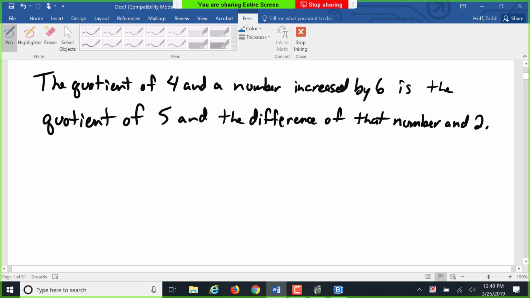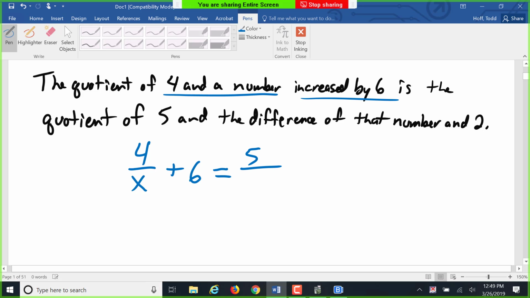Very subtle difference here. Can anybody tell me what's changed here? What's going to be different in this equation? Is it going to be x minus 2 down below now? There, it's going to be 5 over x minus 2, exactly. Quotient of 4 and a number is still 4 over x. Increased by 6 is still plus 6. Equals the quotient of 5, and the difference of that number and 2 is x minus 2.